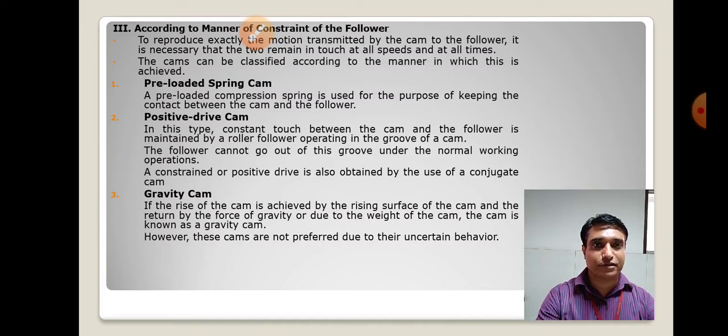And the third classification in this category of cam is gravity cam. If the rise of the cam is achieved by the rising surface of the cam and the return by the force of gravity or due to the weight of the cam, it is known as gravity cam. However, these cams are not preferred due to their uncertain behavior. Means this type of cam has uncertain behavior and it behaves randomly. That's why it is not preferred to use this kind of cam in general practice.